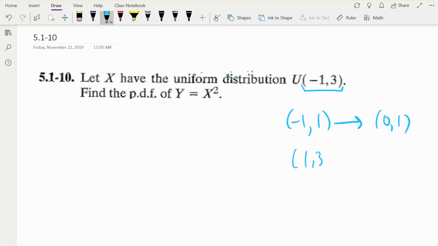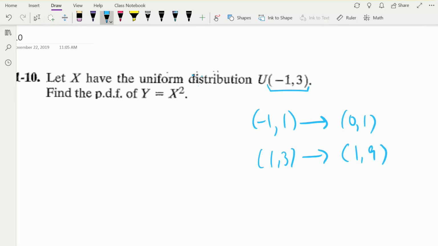Then the 1 to 3 becomes what? What happens when you square it? You get 1 to 9, right? So these are your x values, correct? And what's the transformation? They're squaring, correct? So these are my x's, these are my y's after I square.